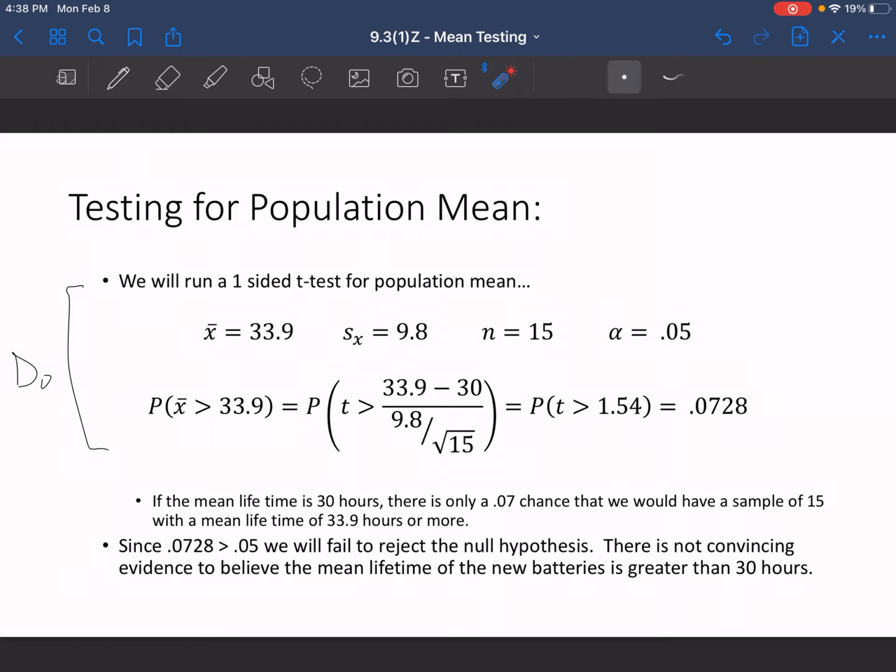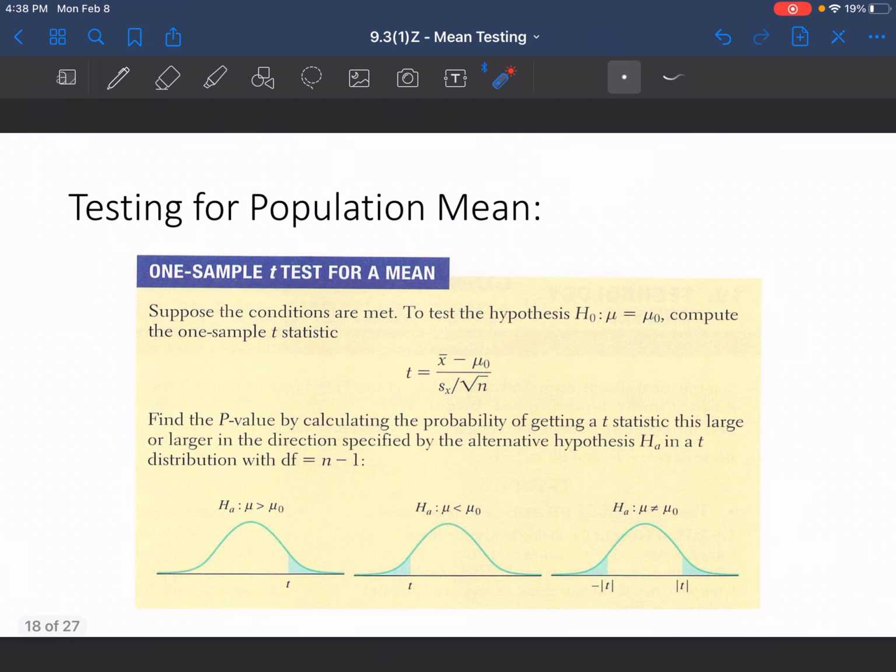Let's say that we tested this against a significance level of 0.05. So again, this is our conclusion portion. So conclude. Since 0.0728 is greater than 0.05, or whatever significance level we chose in this case, we will fail to reject the null hypothesis. So there's not convincing evidence to believe that the mean lifetime of new batteries is going to be greater than 30 hours in this case.